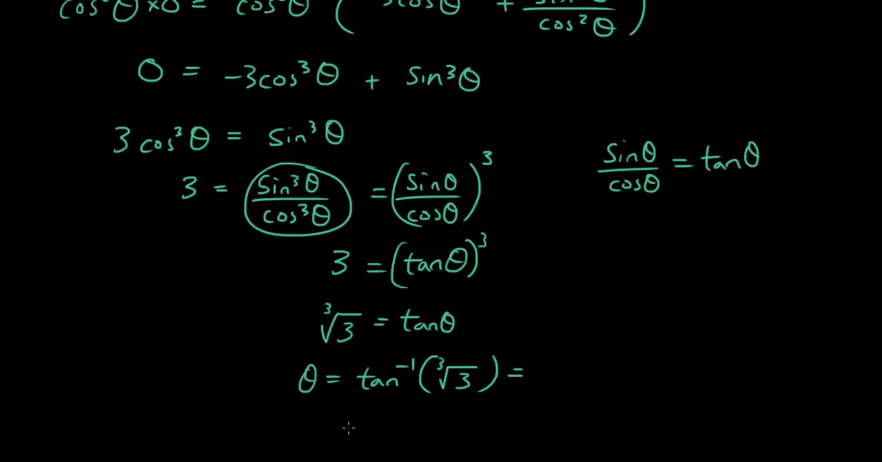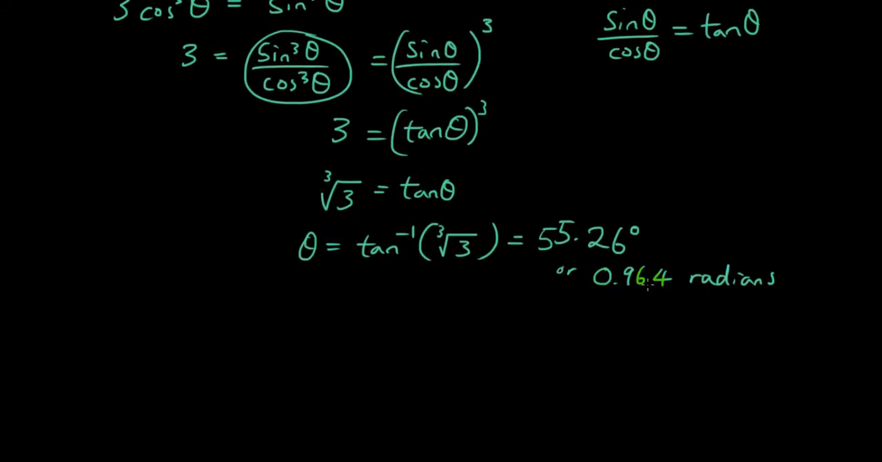And if your calculator is on degrees, it'll be 55.26 degrees. Or if your calculator is on radians, 0.964 radians. Which makes sense because pi radians, 3.14 radians, is 180 degrees. So 0.964 radians will be about 55 degrees.